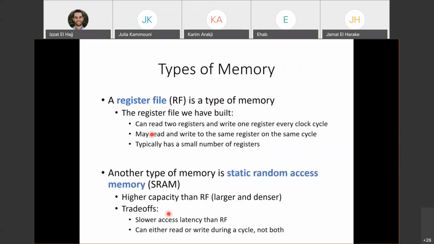And we said that there are different types of memory. We had already seen register files as one type of memory. And then last time we also looked at static random access memory as another type of memory that has higher capacity than register files. But that higher capacity came at a cost. And that cost was that they were slower to access than register files. And also, we were only able to read or write during a clock cycle. We could not do both. Whereas in a register file, we were able to read two registers and write one register on a clock cycle, and we can even read and write to the same register on the same clock cycle.